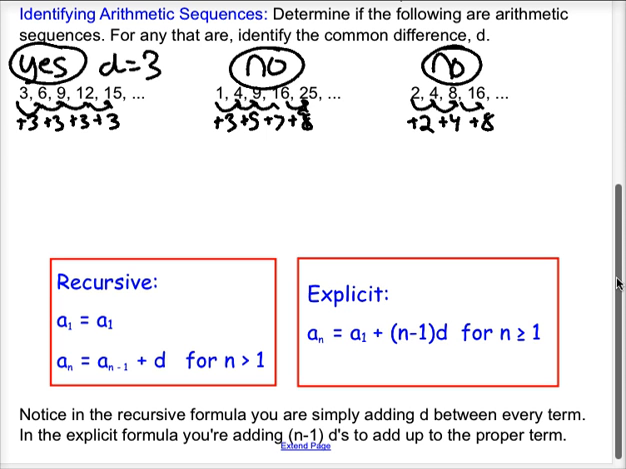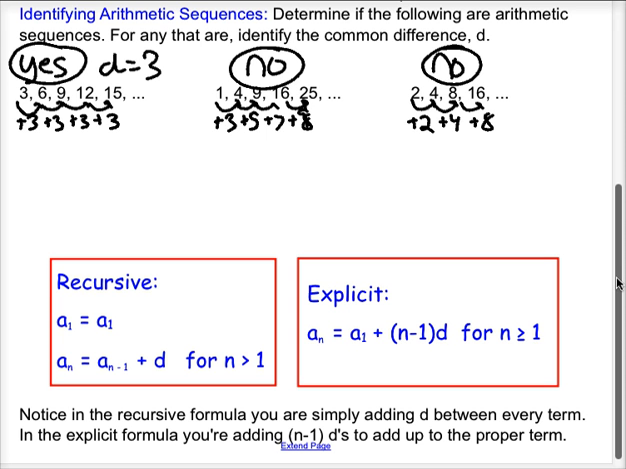So for recursive formulas, again, you start with that initial condition, the A1 being just whatever A1 is, and then you set it up. A sub n is A sub n minus 1 plus that common difference. All you're doing between terms is adding that d.